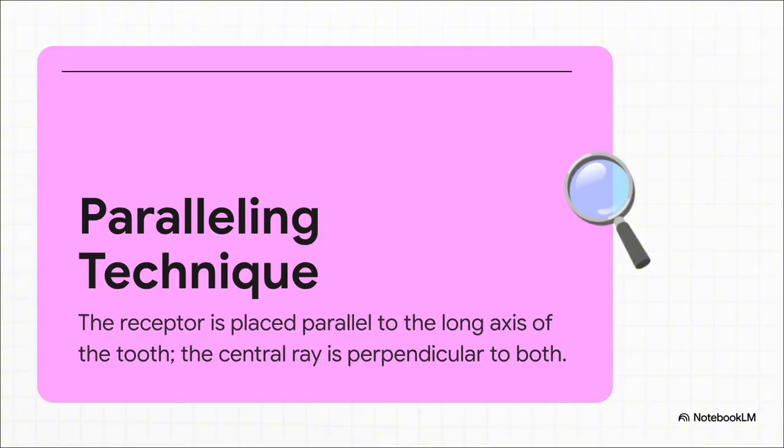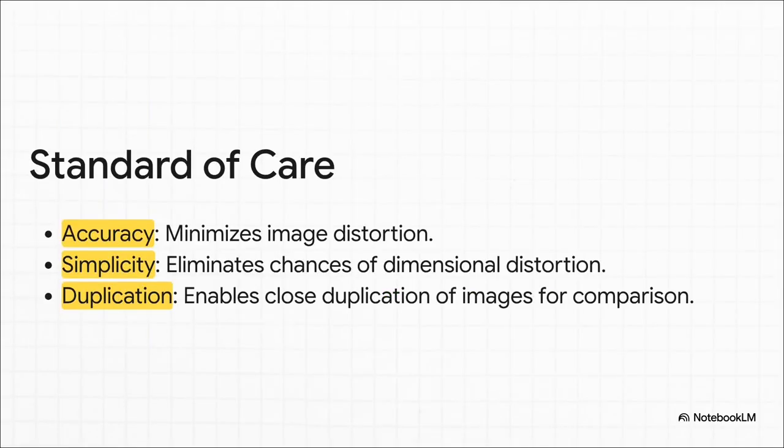The little sensor in your mouth is placed parallel to your tooth, and the X-ray beam is aimed at a perfect 90-degree right angle to both of them. Now, this technique is the absolute gold standard. Why? Because it creates these super accurate, distortion-free images that can be perfectly replicated years later to compare changes over time. And this is where the Nomad just shines.